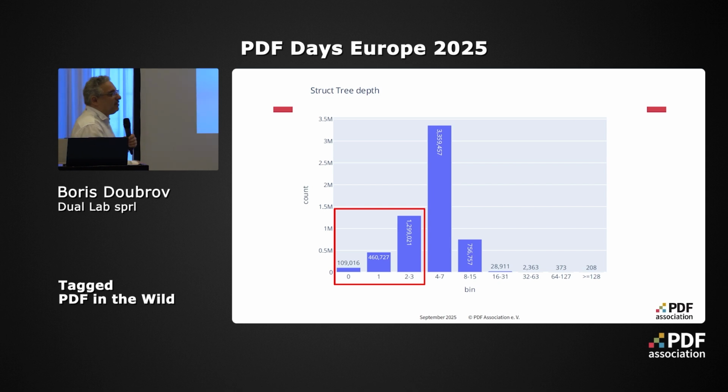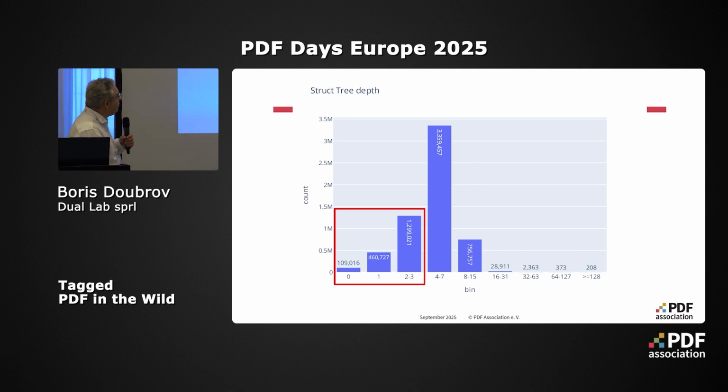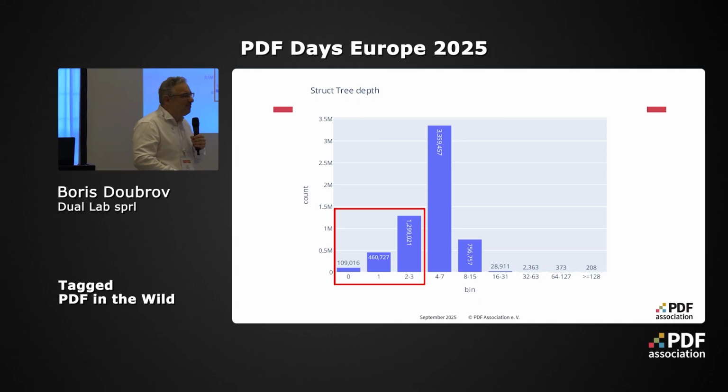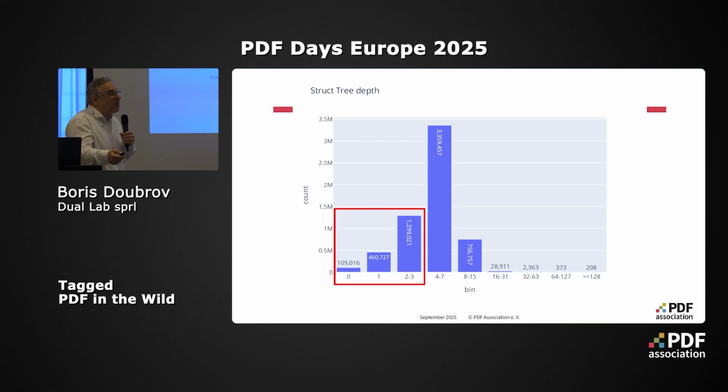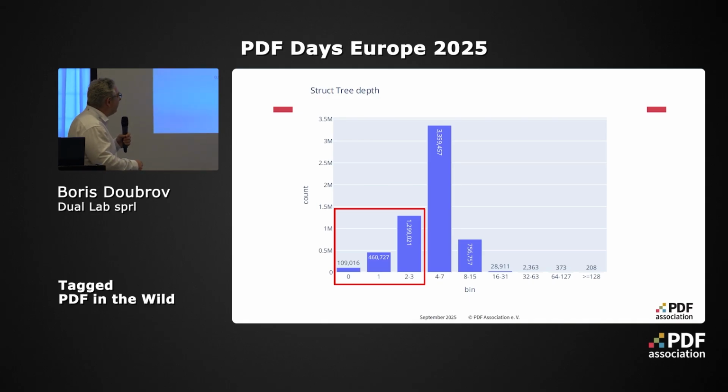Structure tree depth, that's another measure of the complexity of your structure tree. And that is really interesting. A lot of files have a very, very small structure tree actually. More than 100,000 documents have nothing inside the structure tree root, not even a document. So they put a structure tree root but forgot to do anything else. So probably it would be fair to say that these documents are not really tagged. But we were treating them as tagged PDFs.